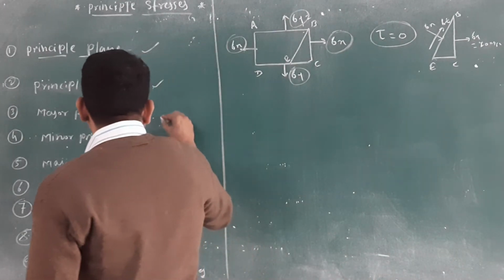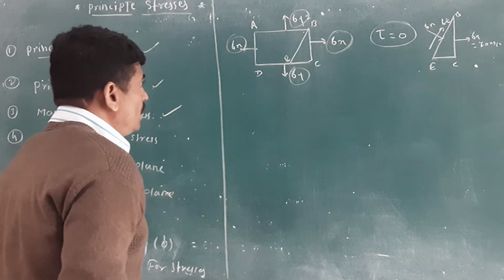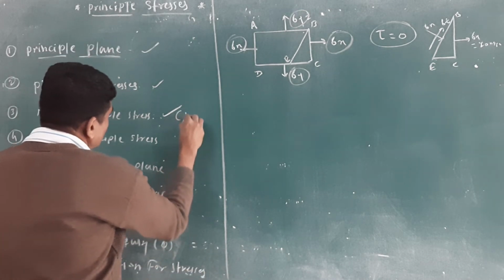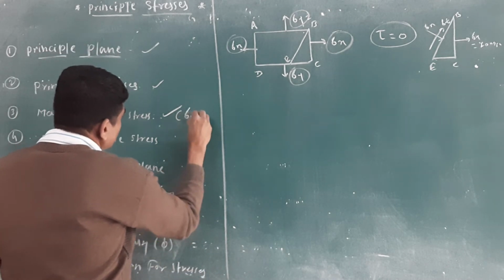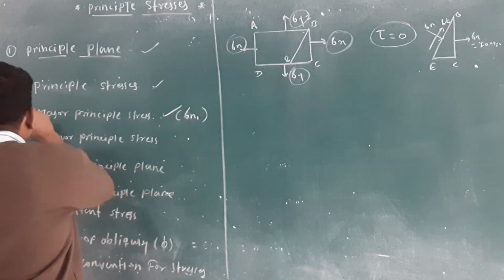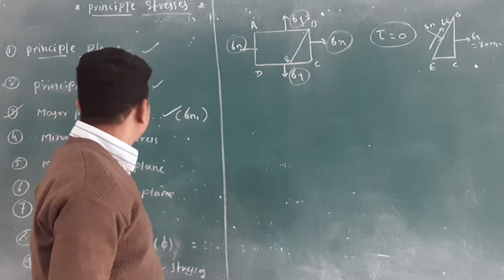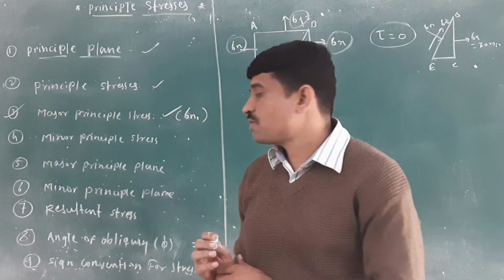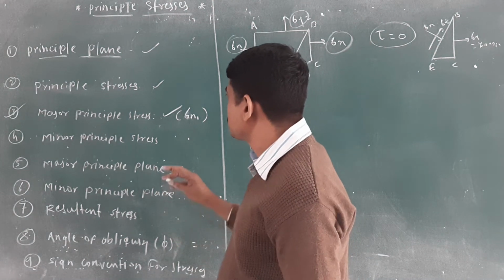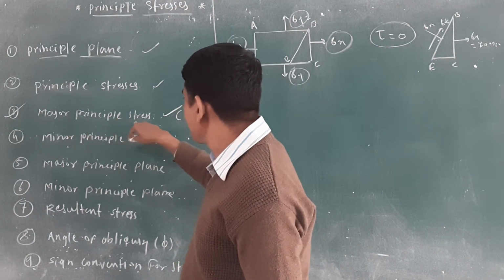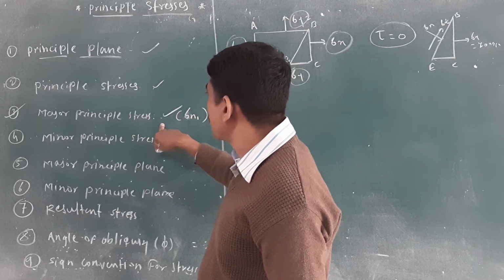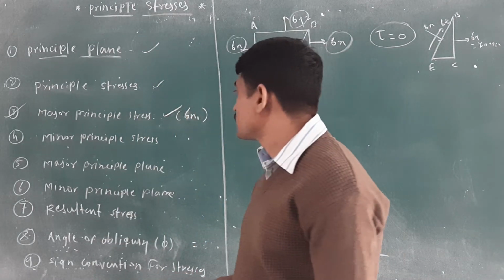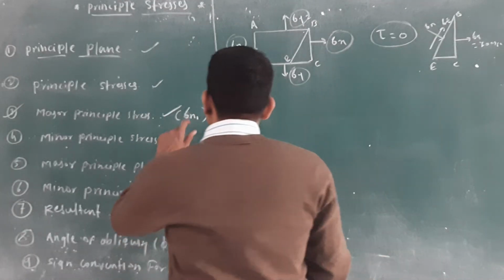The third part is the major principal stress. What is meant by major principal stress? It is denoted by sigma n1. Remember that we want to calculate the value of the major principal stress. Major means maximum. It is the maximum value of the normal stress acting on the principal plane, and it is called the major principal stress.